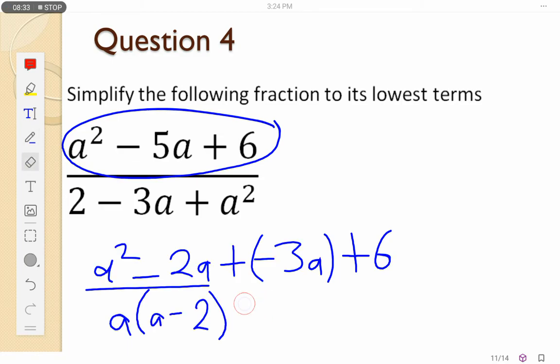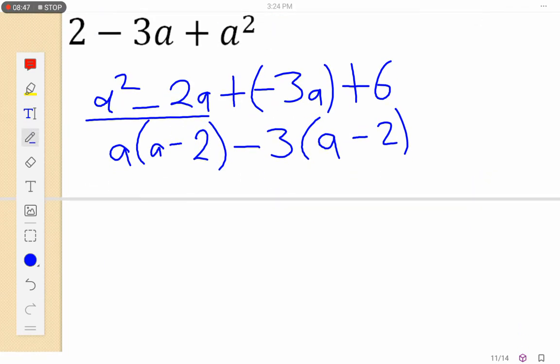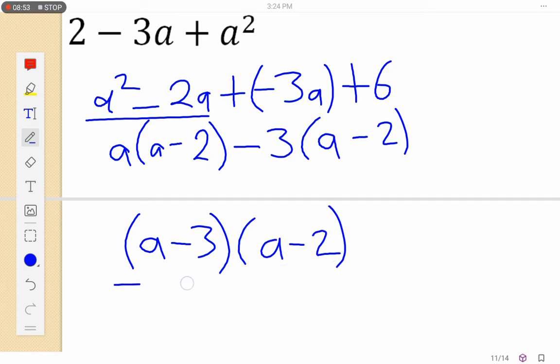I can factor out minus here. Minus 3 and you have an a minus 2 here. Okay, so this is how you factorize. So at the end of the day, I can have factors of that one as a minus 3 and a minus 2. Okay, so that's the numerator.